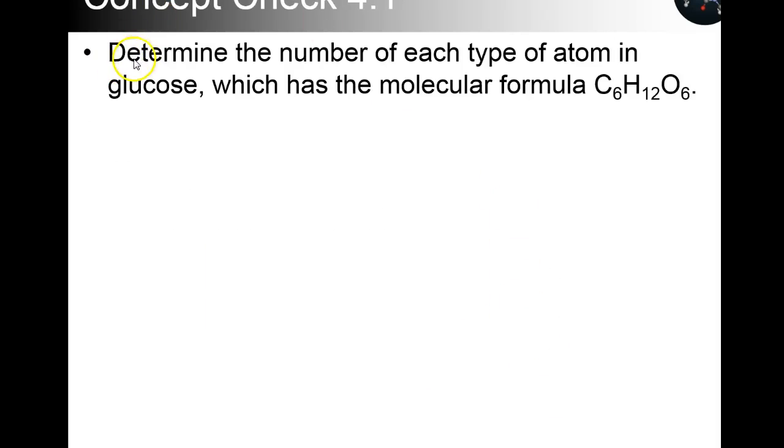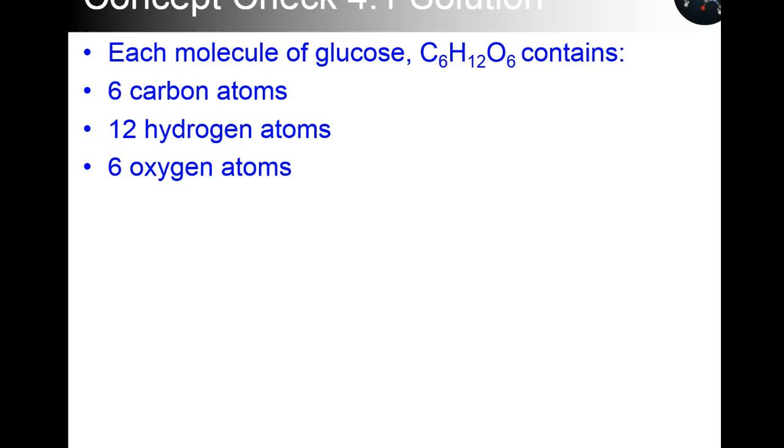So this concept check is pretty easy. It doesn't all fit on the screen, but the question's there. They want us to determine the number of each type of atom in glucose, which has the molecular formula C6H12O6. It's just as easy as it looks. These subscripts tell me how many atoms of each element are there. So let's look at the answer. I have 6 carbons, 12 hydrogens, and 6 oxygen atoms. So it's exactly what you thought.